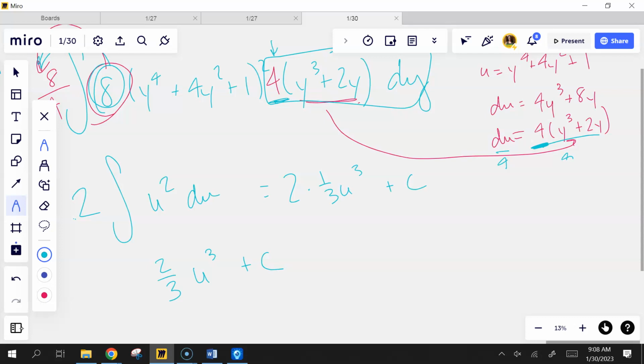I know. We'll go easy tonight. Nope. Don't you have to what? Yes. So this would be 2/3 (y to the fourth plus 4y squared plus 1) to the third plus c.